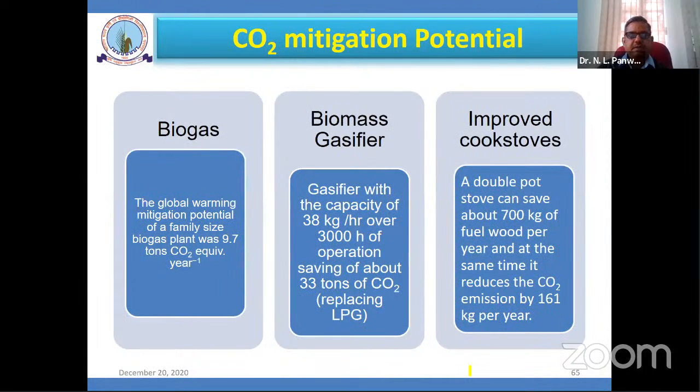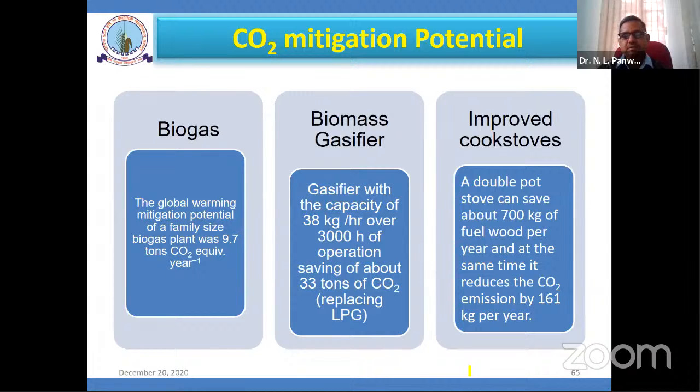As far as the mitigation potential of biogas is concerned, a family size biogas plant, usually 2 cubic meters, needs 4 to 5 cattle. You can construct a 2 cubic meter biogas plant and save about 9.7 tons of carbon dioxide on an annual basis. So per year you can save 9.7 tons, and on a community basis, maybe thousands of biogas plants are installed by one organization or another, then they can claim this under CDM, the Clean Development Mechanism.